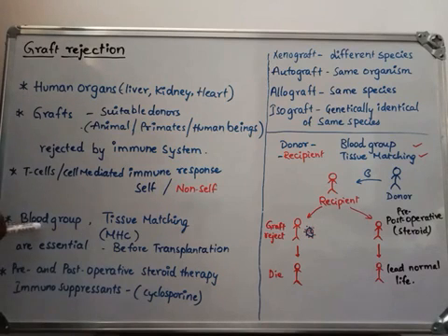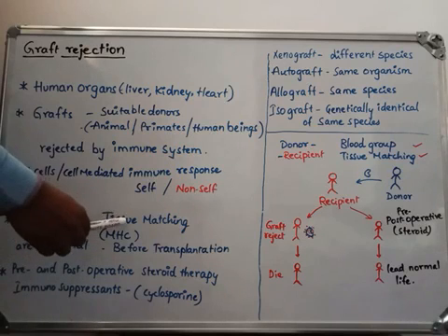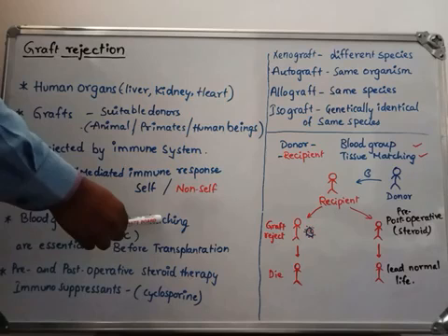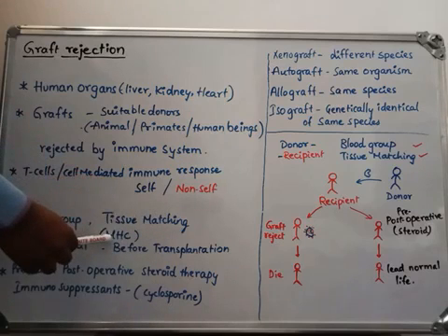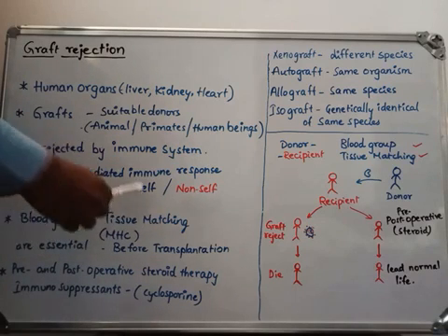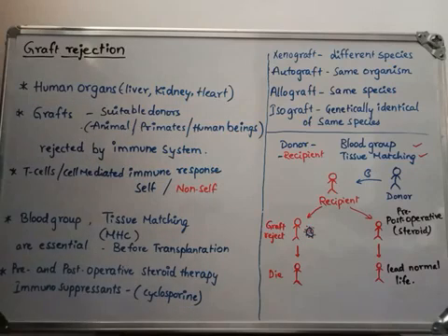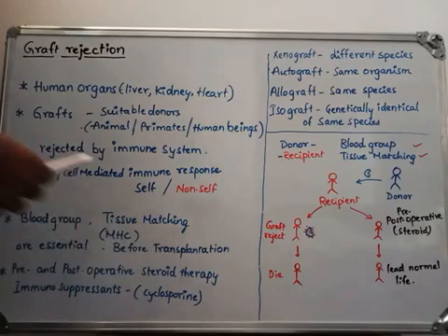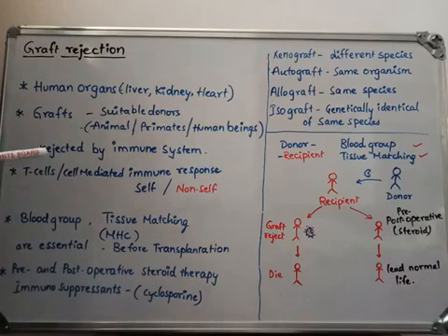To avoid such conditions, graft rejection may be prevented with the help of a few techniques. The blood group matching between the donor and the recipient is important, and tissue matching also. In tissue matching, on the tissue surface there are major histocompatibility complexes. If they are matching, then it won't be identified as non-self. These are the two important things observed before organ transplantation, and both are essential.